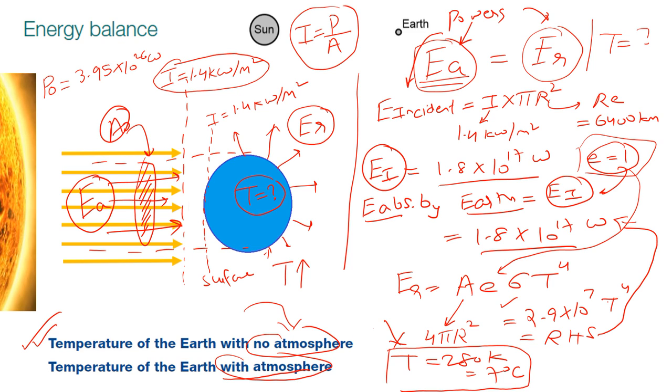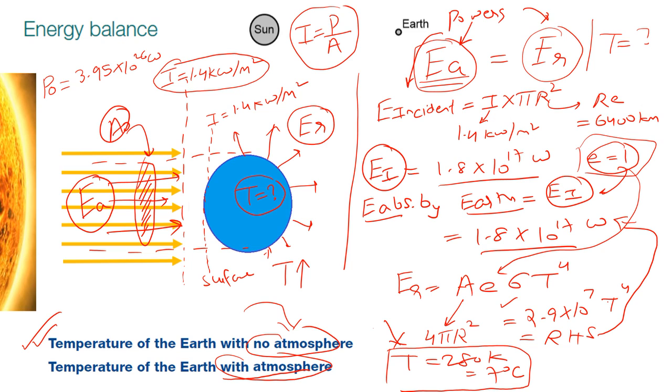So this is including the atmosphere. Yes, this is the next topic. If you have the atmosphere, the value of A will be 0.3 and the value of E is 0.6. So the entire calculations remain the same. The only difference is we have to incorporate these two factors, A and E. So like the LHS of 1.8 into 10 power 17, does it remain the same?